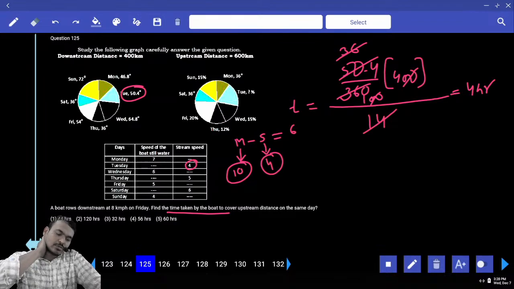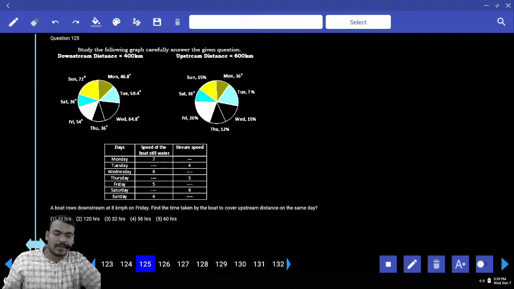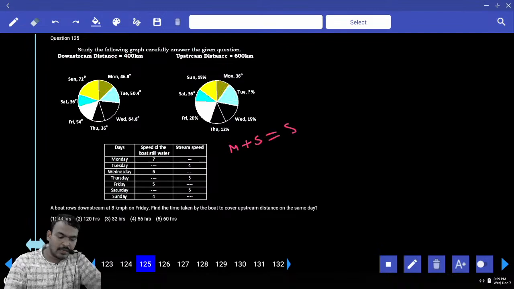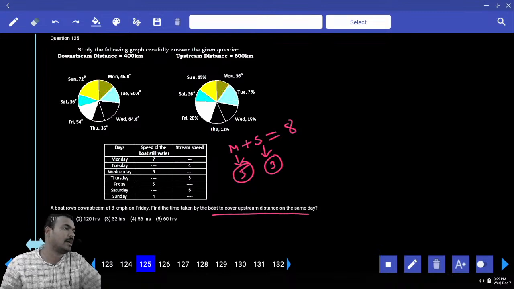A boat rows downstream at 8 km per hour on Friday. Find the time taken by the boat to cover the upstream distance, on the same day or a different day? Same day. First, downstream speed on Friday: M plus S equals how much value? 8, or not? But the Friday M value is already given as 5. S value is 3, or not? But we require the time taken by the boat for the upstream distance, on the same day or a different day?